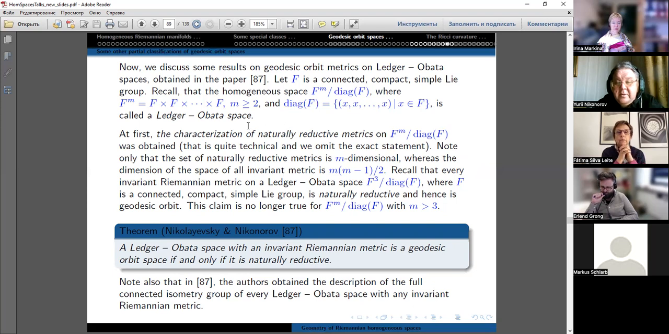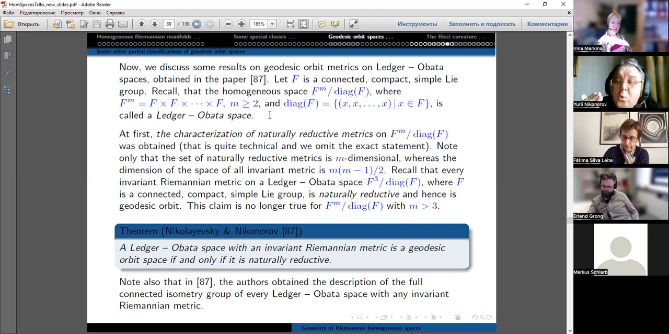And what is the problem with these spaces? They are very special spaces in the following sense. If m is 2, we have simply an irreducible compact symmetric space of the second type. Okay, but if we take m equal to 3 or more, then we have a more complicated structure. The most important property is the following.